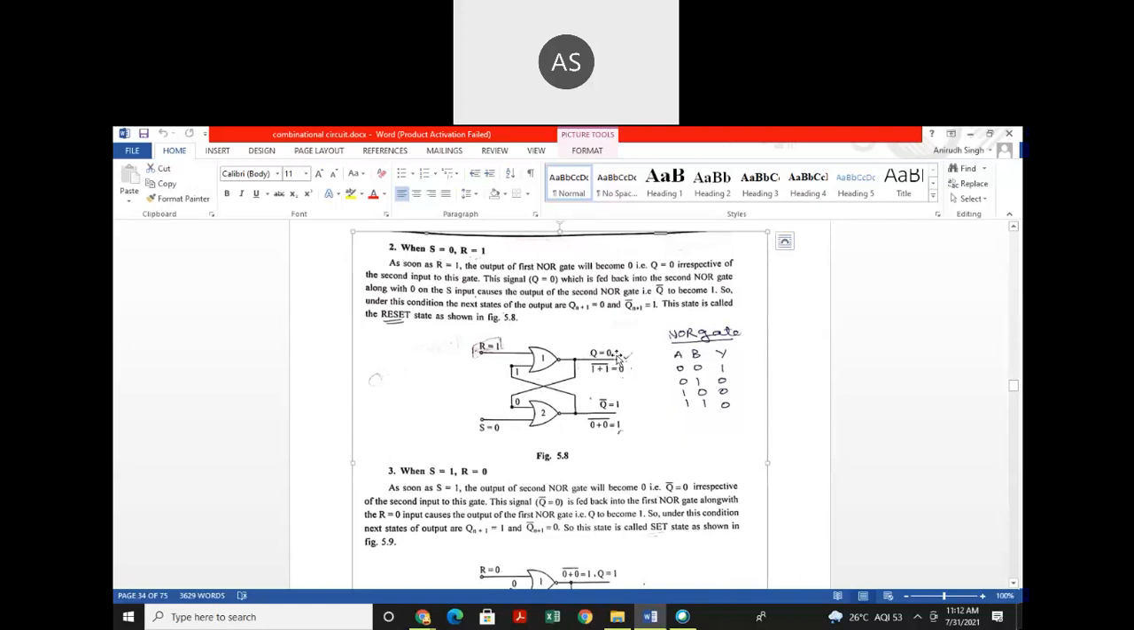But if the previous state of this flip-flop is 1, then this 1 is connected to this terminal, 1, 1, 0. 1, 0 means 0, then 0, 0, 0, and 1 is also 0. Then this 0 is fed back to this terminal. So 0 and 0 means 1.